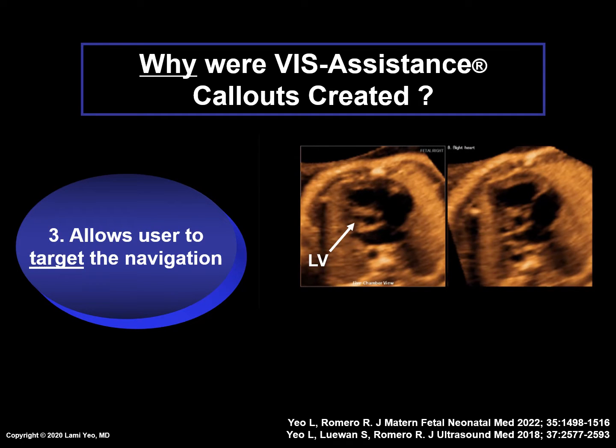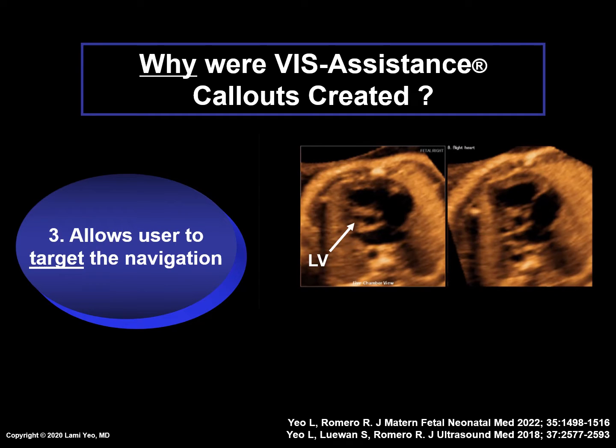Finally, every time VISA is activated for a specific cardiac diagnostic plane, the navigational movements are consistent and the same for every fetal case. For example, the 5-chamber view VISA always has 12 program movements. Therefore, the operator can use the callouts to target their navigation.